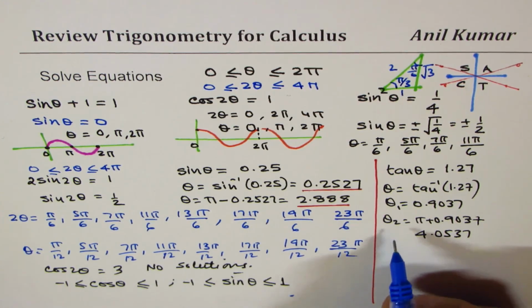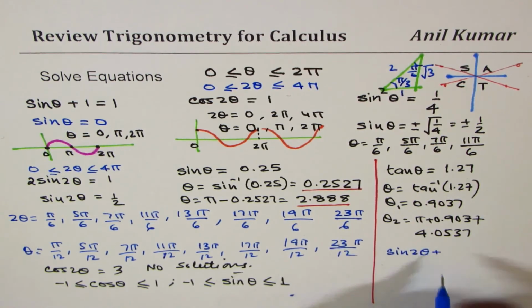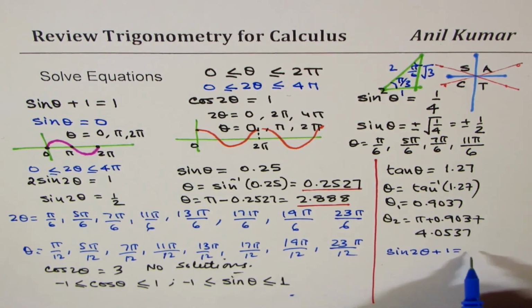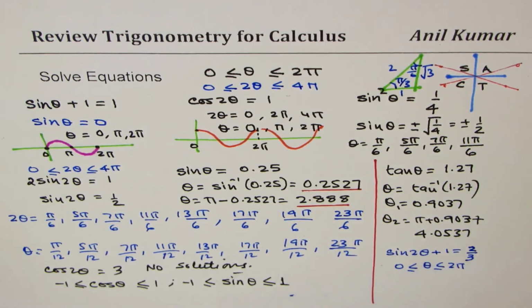So as an exercise, let me write down this question for you. Let it be sine 2 theta plus 1 equals, let's say, 2 over 3, right? Let's say 2 over 3. So find the solution for this in the domain theta between 0 to 2 pi. Correct. So let this be a question for you.